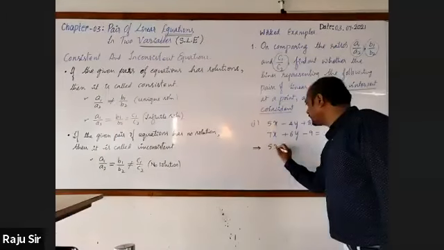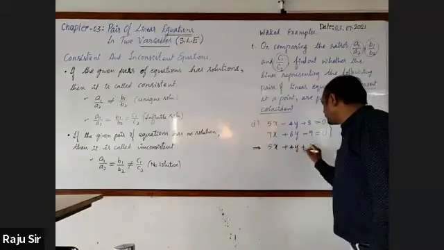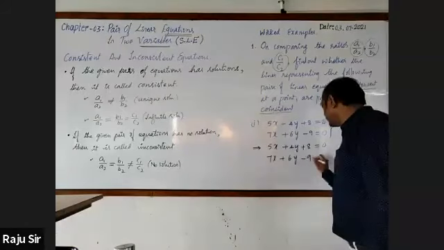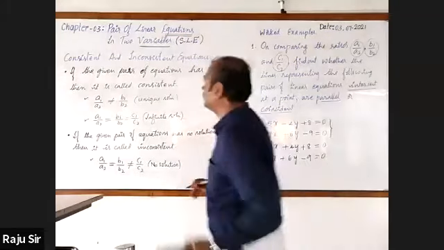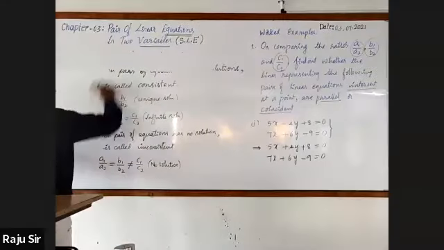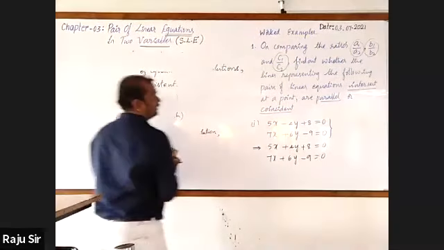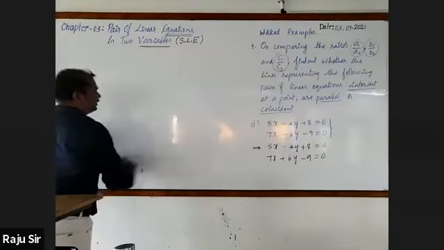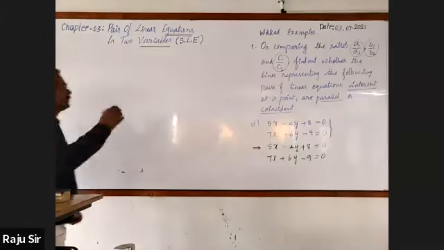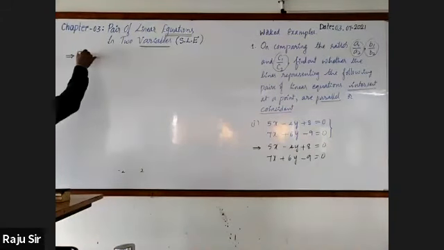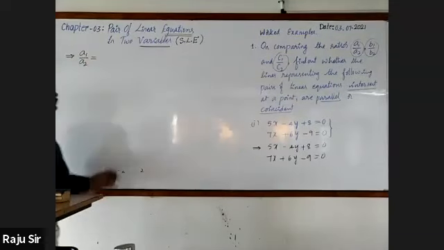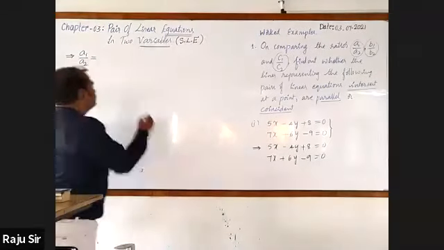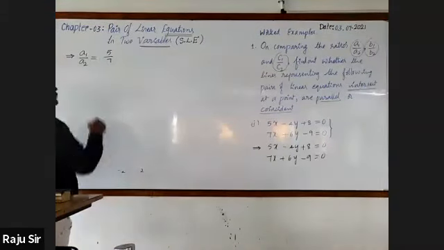I'll write this as it is. 5x minus 4y plus 8 is equal to 0. 7x plus 6y minus 9 equal to 0. Let us find out the ratio. The first ratio is A1 by A2. Here, A1 is 5, A2 is 7. This will be 5 by 7.